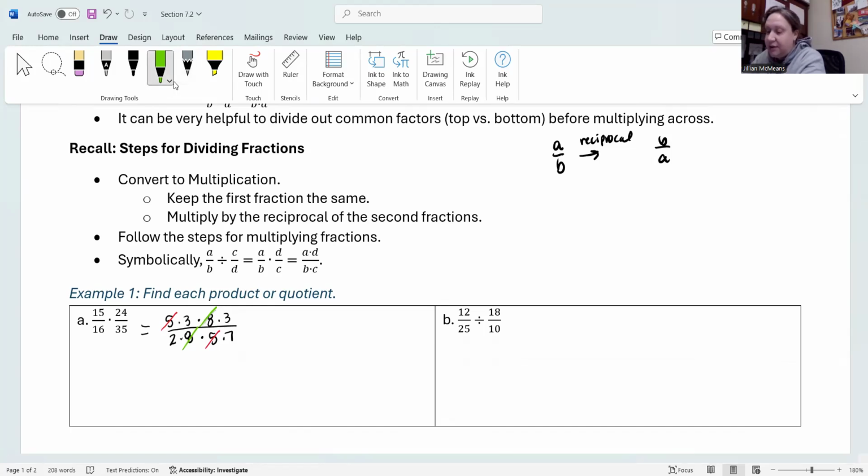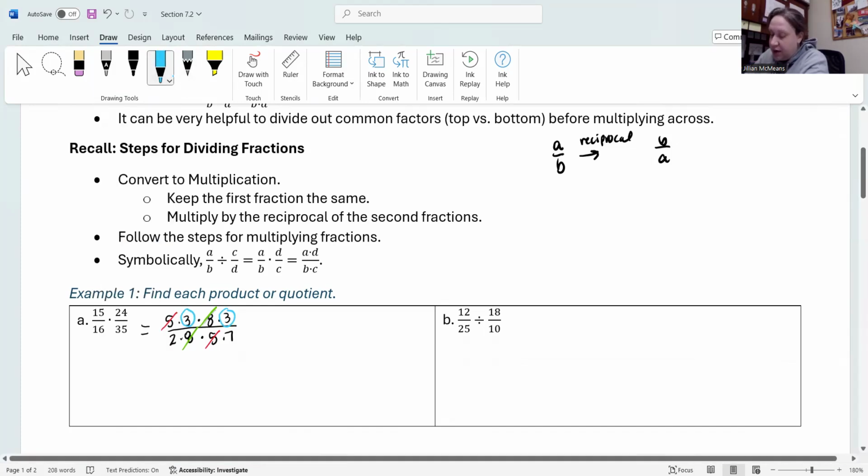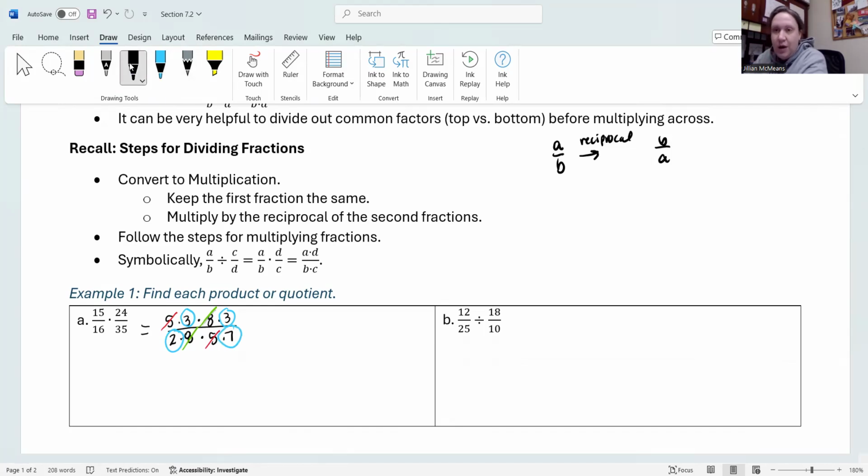Now let's see what we have left. In the numerator, I still have a 3 and a 3. In the denominator, I still have a 2 and a 7. Those factors don't have anything in common. There's no common factor I could divide out of those. All of those numbers are already prime. They don't have any other factors besides 1. So that's as good as it's going to get. Now I multiply across. For my numerator, 3 times 3 is 9, and for my denominator, 2 times 7 is 14. And that is your final answer.